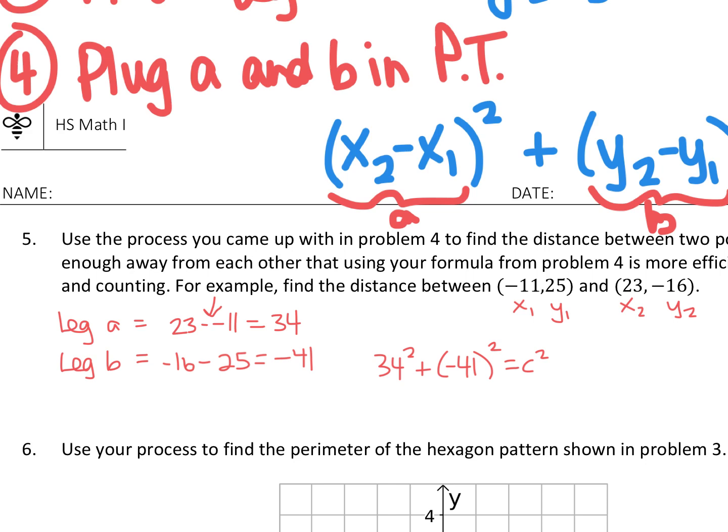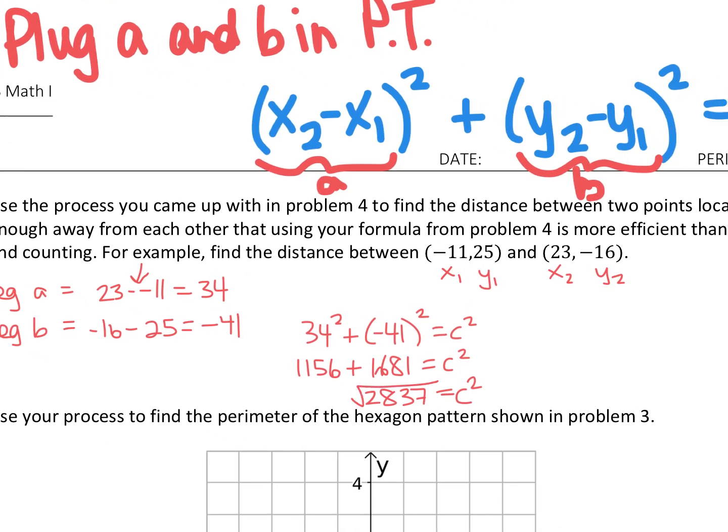34 squared is 1156. And then negative 41 squared is 1681. You see that negative went away. Didn't have to worry about it. That adds up to 2837 as c squared. So then we'll take the square root of both sides. And that gets us c is 53.3 feet. Okay. Which, if this was a ribbon for the drill team, that would be a very long ribbon.